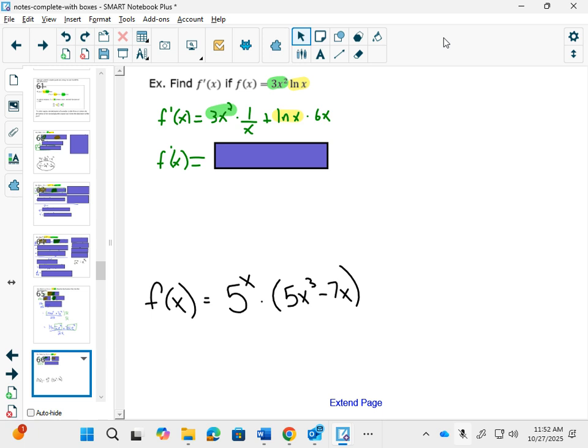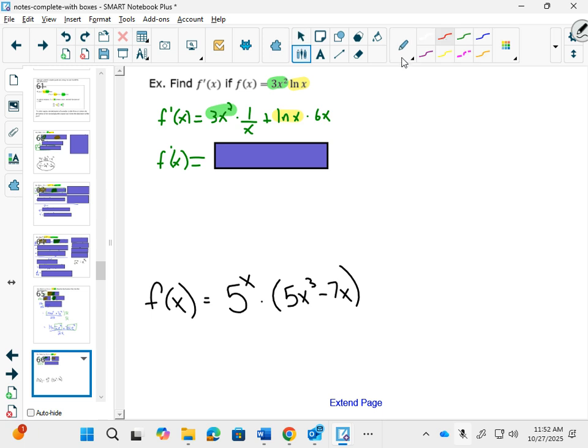And you could leave it like this. If you wanted to simplify the x squared with the x on the bottom and just get 3x, you could. So we keep the first one the same, and the derivative of natural log is 1 over x. And we keep the second one the same, and the derivative of 3x squared is 6x.